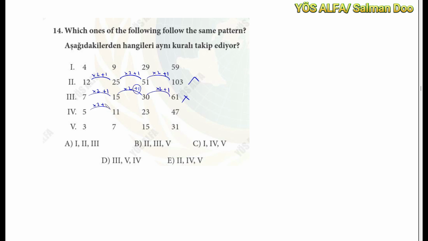Number 4, we have the pattern again. Twice plus 1, twice plus 1, twice plus 1 is 47. Okay, so this one is also following the pattern as in the second one. Number 5, twice plus 1. Here 7 times 2 is 14, plus 1 is 15, so twice plus 1. Here also the same pattern. So for the number 1, we don't have twice plus 1 over here, but we have the pattern here again. Since this one is violating the pattern, we're not going to pick this one either. So the ones that are following the same pattern are 2, 4, and 5.